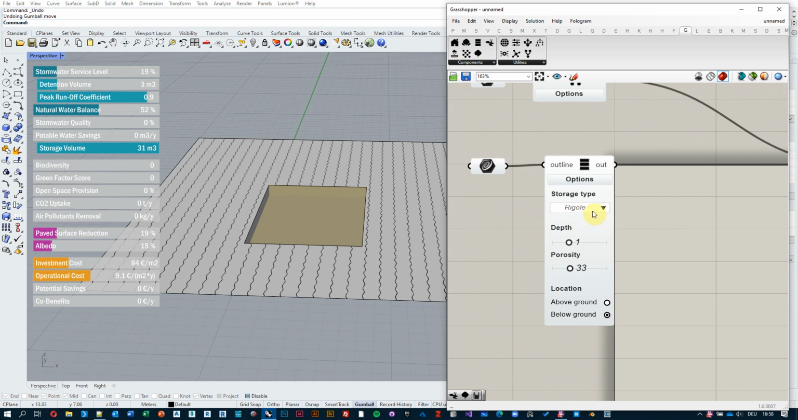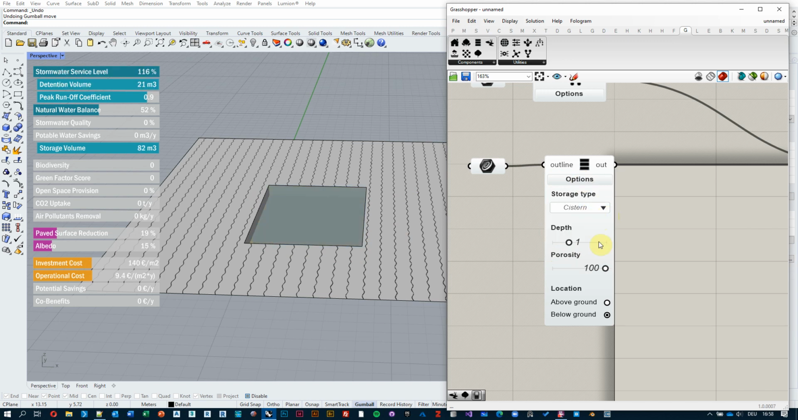And you can see, pay attention to the porosity value over here. If we choose different types, you can see that the porosity automatically changes. It can, however, be overridden using a slider over here. And we can also set, by default, the depth of the storage element.